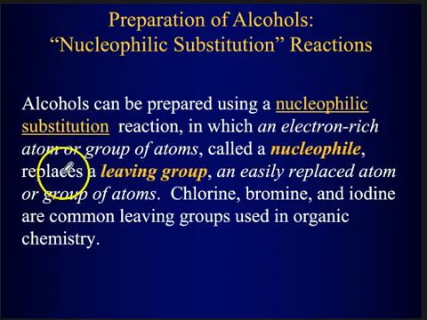It replaces a leaving group, an easily replaced atom or group of atoms, which are typically chlorine, bromine, and iodine. So your halogens are really good leaving groups. These groups very easily pop off of carbons and you can replace them with something else. These are typically called nucleophilic substitutions or SN2 reactions. So let's look at what an SN2 reaction to create these alcohols would look like.